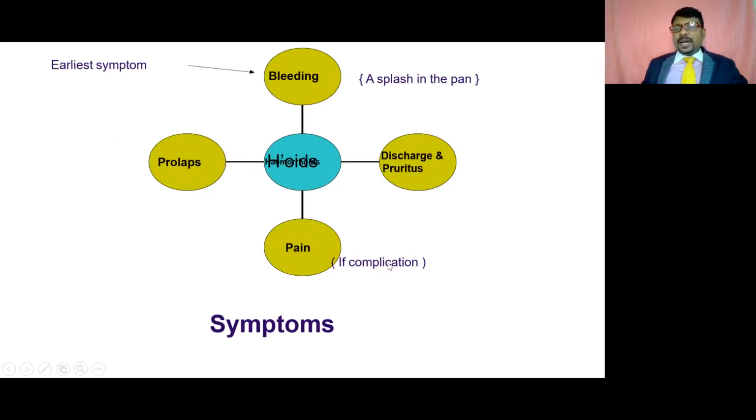If you see how the symptoms will be, the earliest symptom is going to be bleeding because of the enlargement. If it is increasing, they may get discharge and also pruritus. That means there is an infection and inflammation, and in a severe condition they may get a prolapse. All these conditions can give pain. If the enlargement gets infected, it may give severe pain. If there is no infection, hemorrhoids won't produce pain, but if it gets infected, they may get severe pain.